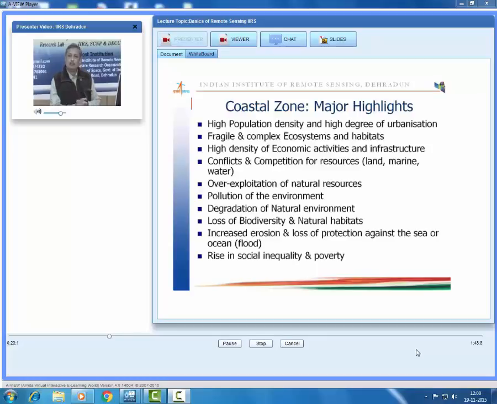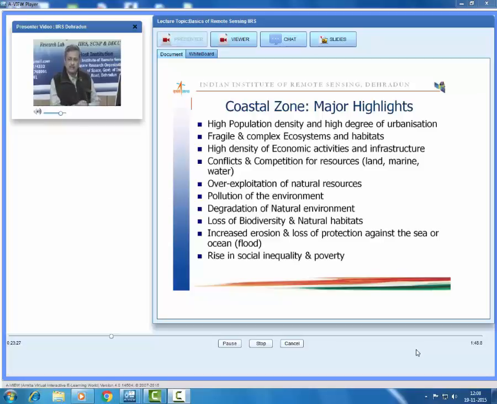So the major highlights in a nutshell: high population density and a high degree of urbanization happening on the coast. There is a fragile and complex ecosystem and habitat. Lots of coastal habitats. You may have heard of the mangroves, the coastal mud flats, the coastal dunes, the coral reefs, seagrasses, lots of complex ecosystem habitat.